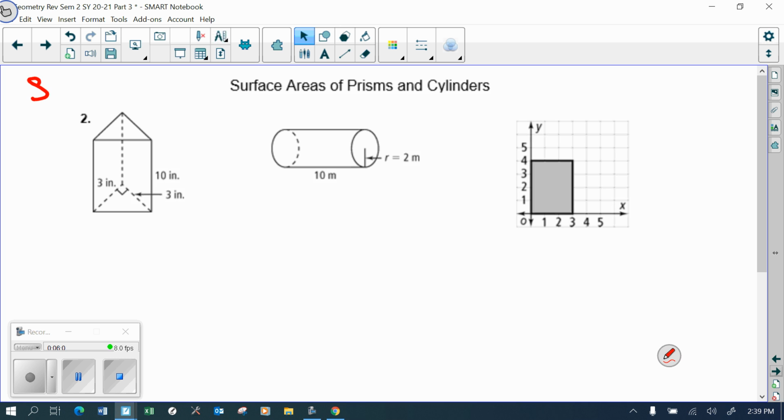Surface area equals the lateral area, which is the side area, plus, since this is a prism, it's got two bases. Capital B stands for area of the base. Now in a prism, the lateral areas are all rectangles. Okay?